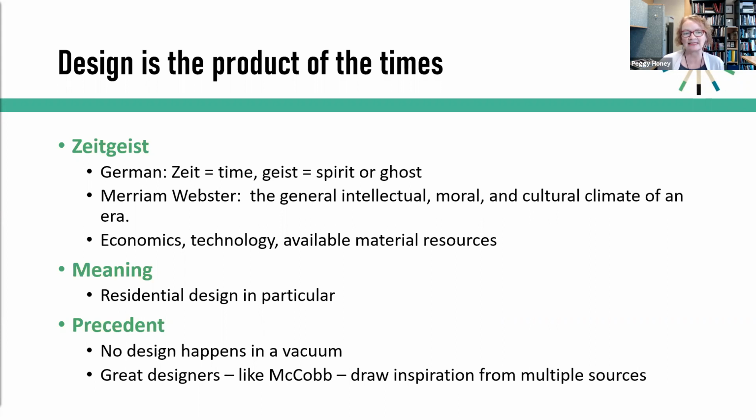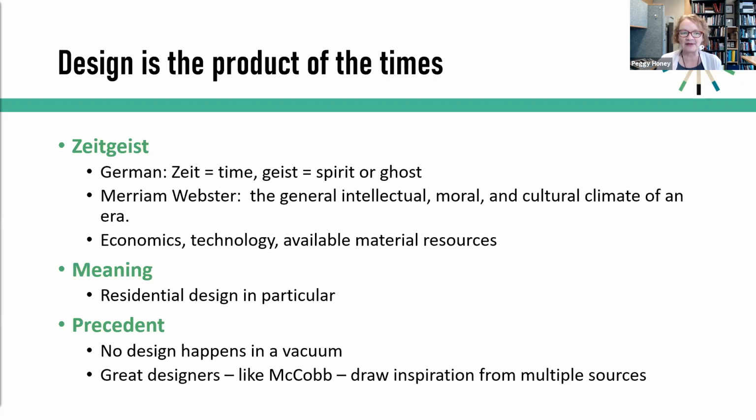Merriam-Webster says it's the general intellectual, moral, and cultural climate. But when we're talking about material artifacts like a house or a piece of furniture, I think you really have to add to that the economics of the time or the technologies that are available, or even the materials that are available to be used to make things. So that's the first thing I want to talk about. Now, all three of these are interrelated, interdependent with each other. There's not really a clean line between them.